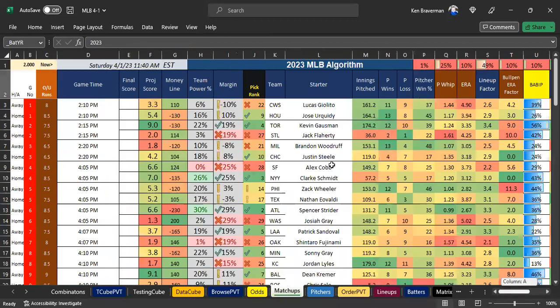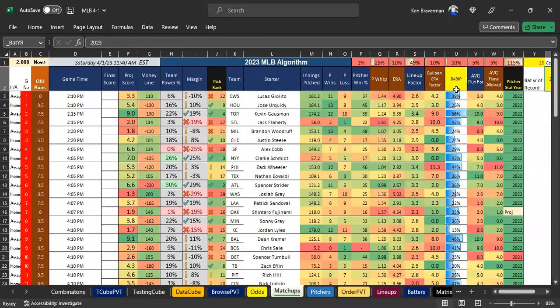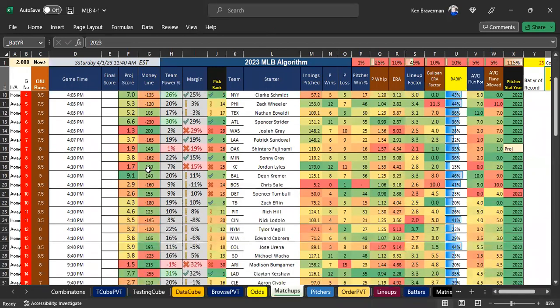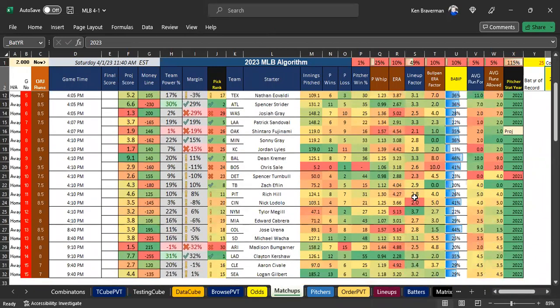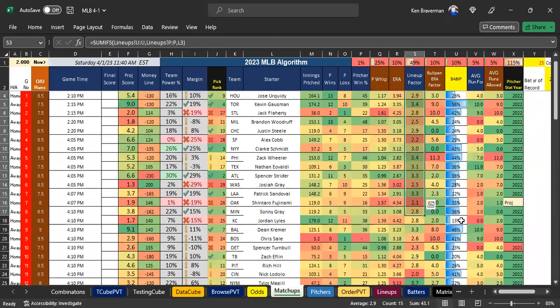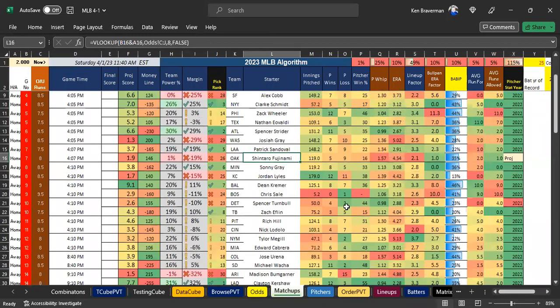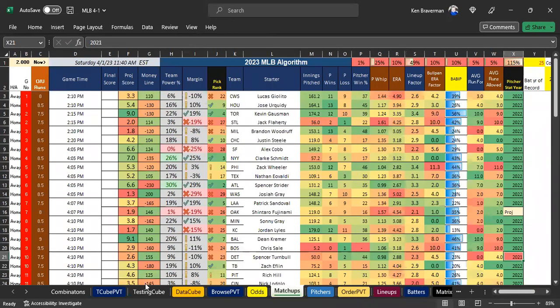I'm looking at the new year already, which is one game, right? One game of stats, but I'm okay with it. And it's working. Lineup factors work. Pitchers work. Shintaro Fujinami is projected. Spencer Turnbull hasn't pitched since 2021. That's why I said stay away from those.